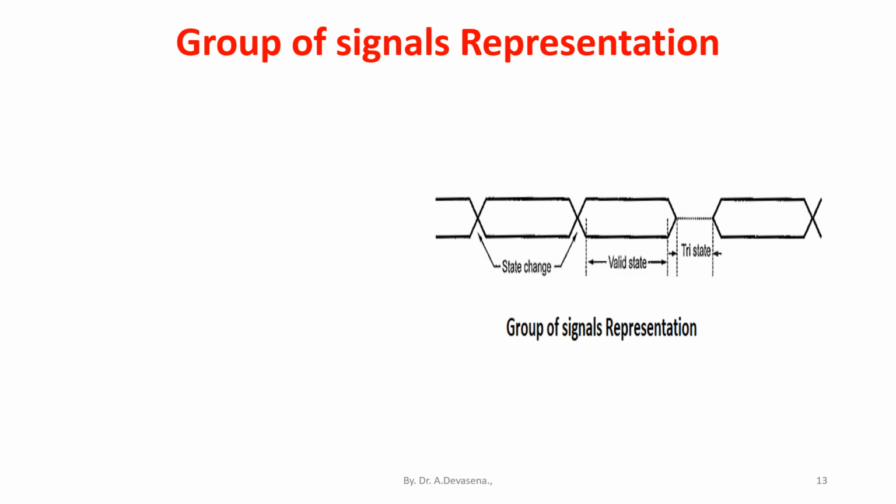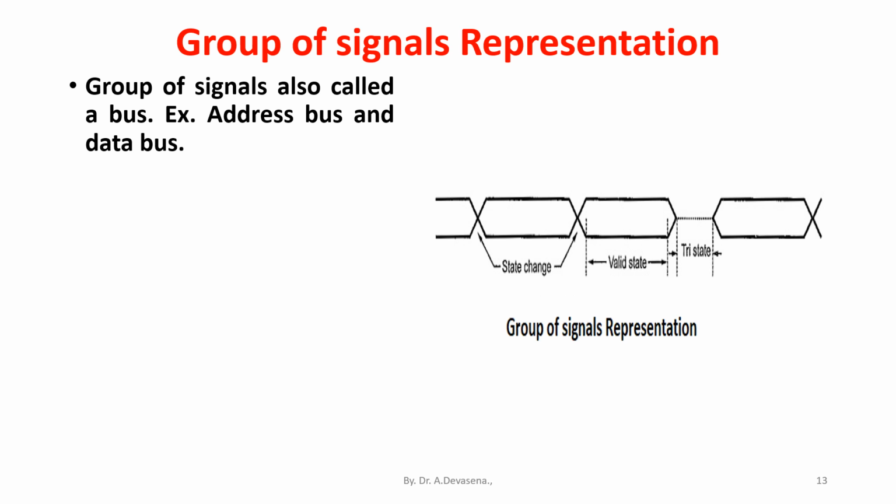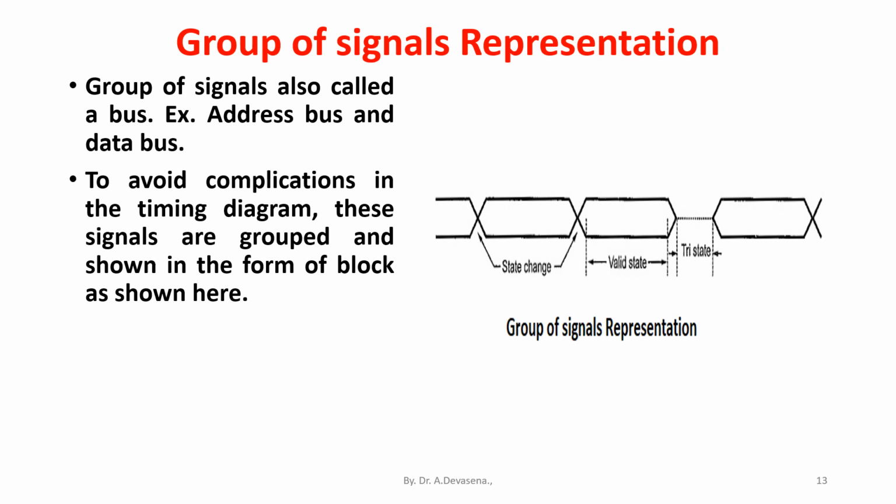Group of signals representation. A group of signals is also called a bus. Example, address bus and data bus. To avoid complications in the timing diagram, these signals are grouped and shown in the form of a block, as shown here. In the group representation, individual state is not considered, but the group state is considered.